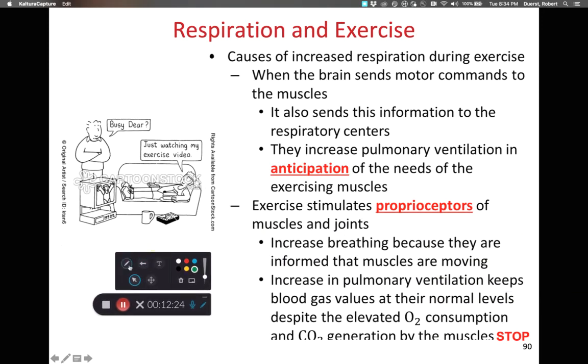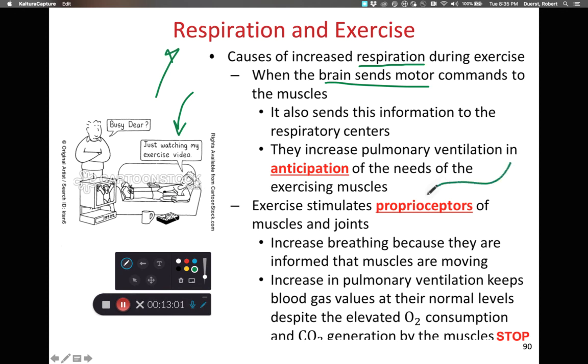This will be our last slide for the presentation. As we look at respiration and exercise, we find that our respiratory rhythm goes up during exercise whenever our brain sends motor commands to muscles. Just thinking about exercising causes you to breathe more. So if you want to sit on the couch and just watch an exercise video, that's going to cause your respiratory rhythm to go up. There's something about anticipating the exercise that causes your body to subconsciously increase the respiratory rhythm to accommodate for the change to the muscle's metabolic needs.